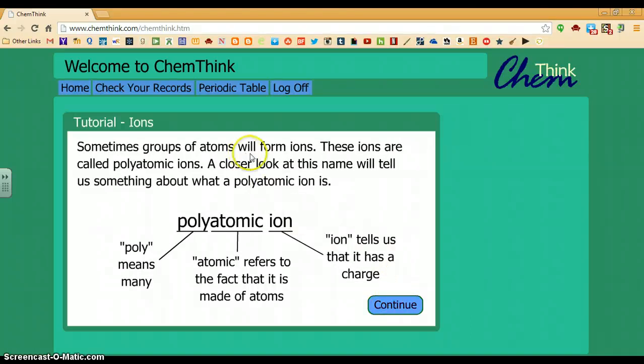Okay, so sometimes groups of atoms will form ions. These ions are called polyatomic ions. A closer look at this name will tell us something about what a polyatomic ion is. So poly means many, and atomic refers to atoms, and ion is the charge. So many atoms with charges.